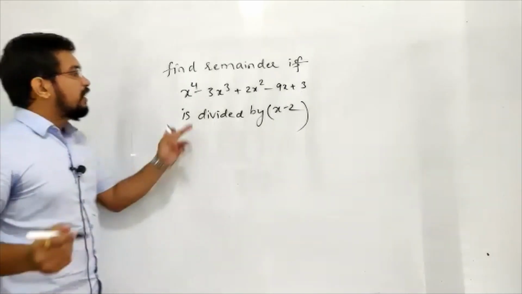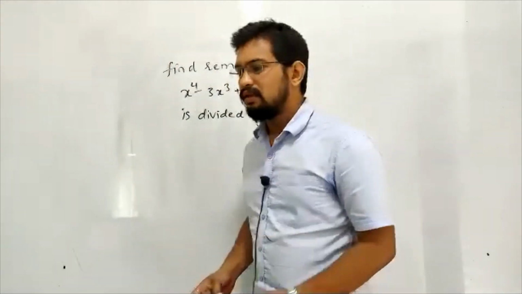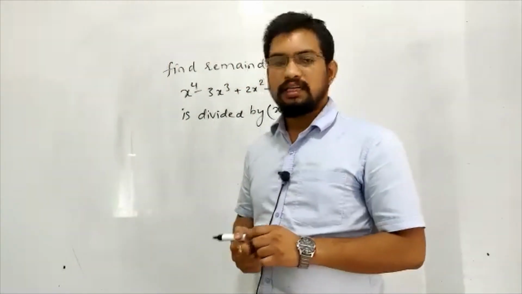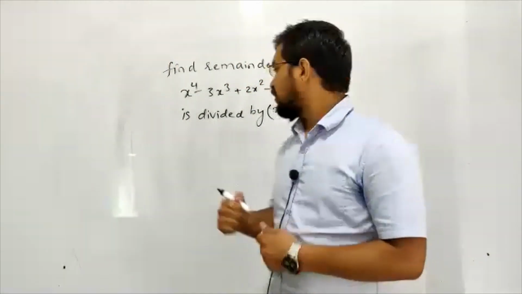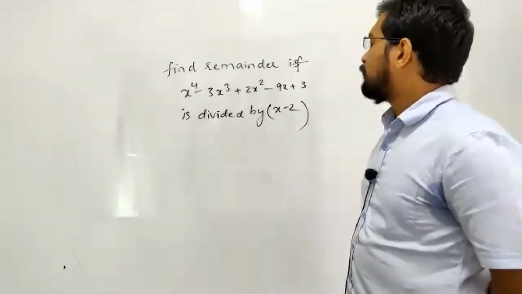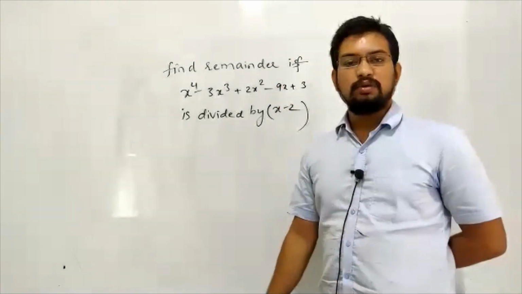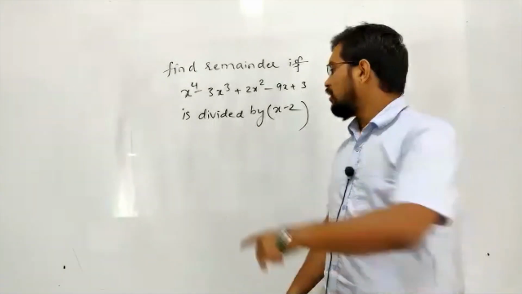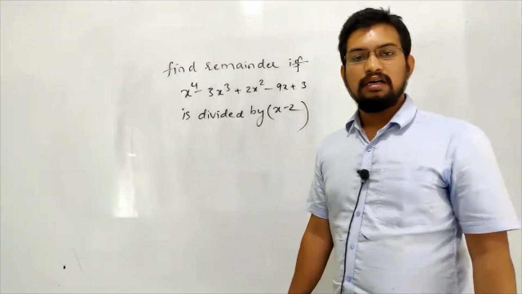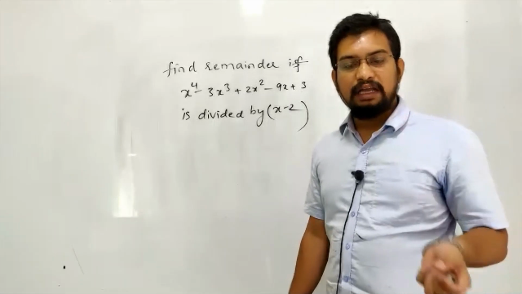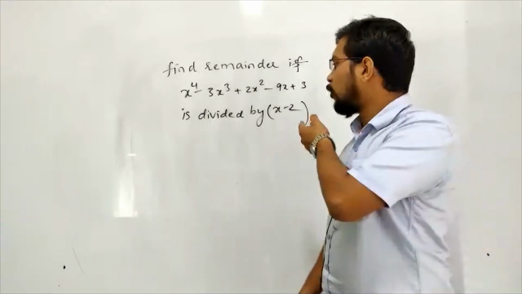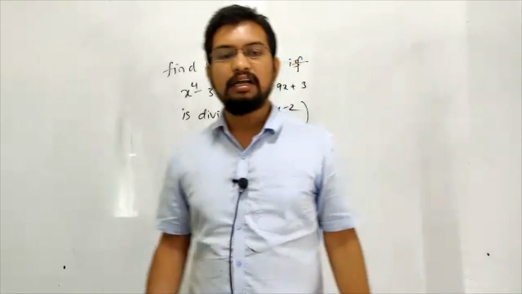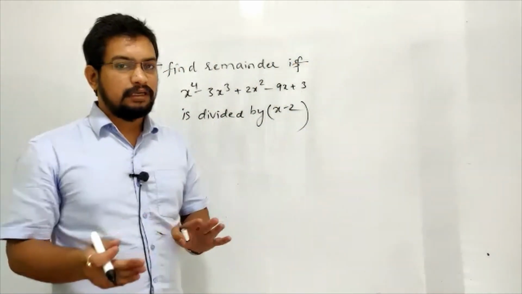Okay. Whenever such a polynomial is given, our question goes something like this: find the remainder if this polynomial is divided by x minus 2. What is the meaning of that? Whenever the polynomial is divided with such a linear factor, let's go deep into this part.